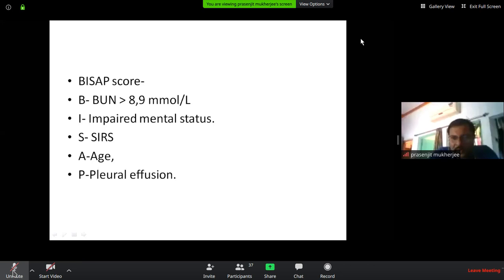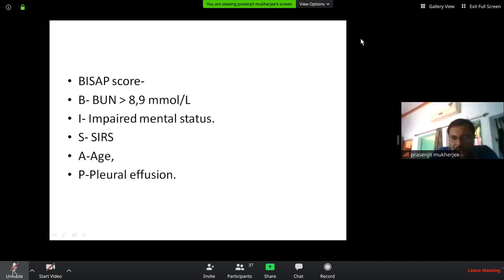Anyway, if two of the criteria are present, we consider the patient is in SIRS. There are four criteria; if two of the four are positive, we consider the patient is in SIRS. Okay. Now age more than 60 is considered positive, and P again is pleural effusion, particularly left sided. If it is present, then P score is positive.